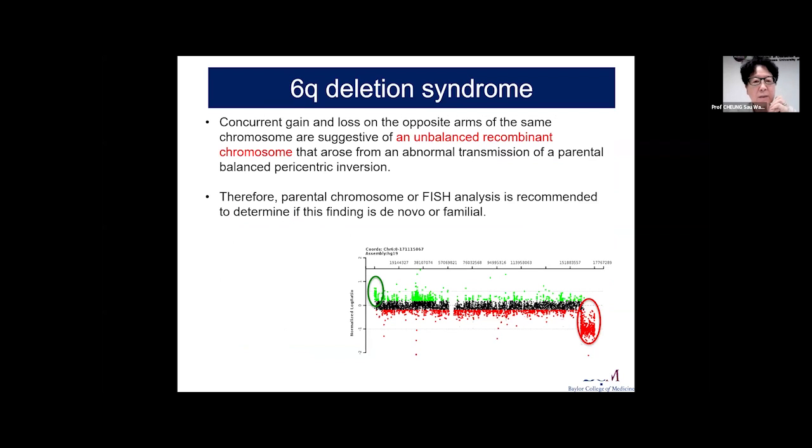So 6q deletion, currently this gain and loss of opposite arms of the same chromosome are suggestive of an unbalanced recombinant chromosome that arose from an abnormal transmission of an apparently balanced pericentric inversion. Therefore, parental chromosome or FISH analysis is recommended to determine if this finding is de novo or familial.